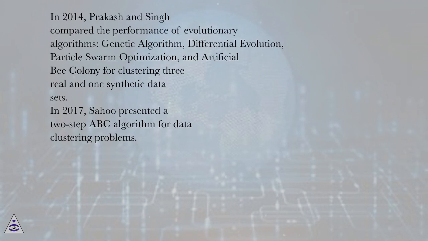In 2014, Prakash and Singh compared the performance of evolutionary algorithms, genetic algorithm, differential evolution, particle swarm optimization, and artificial bee colony for clustering 3 real and 1 synthetic data sets. In 2017, Sahu presented a two-step ABC algorithm for data clustering problems.